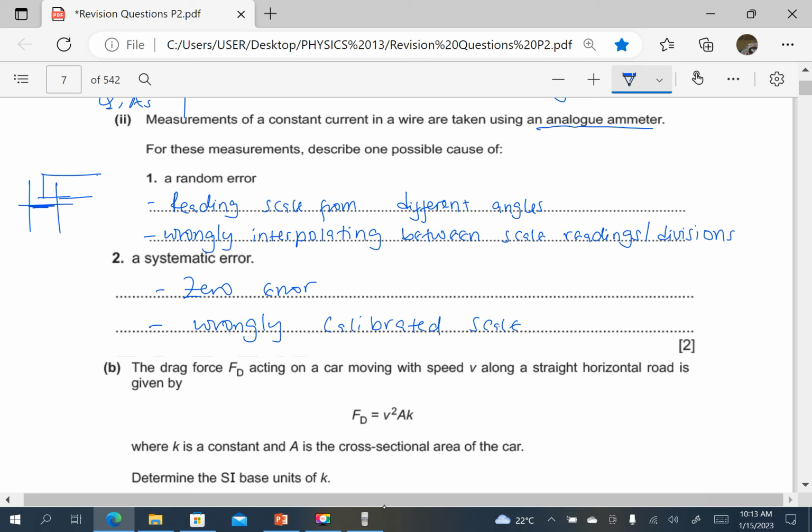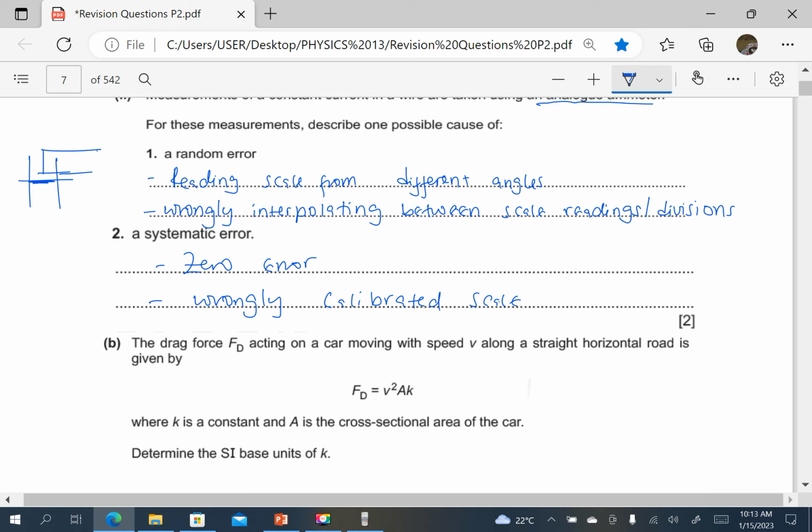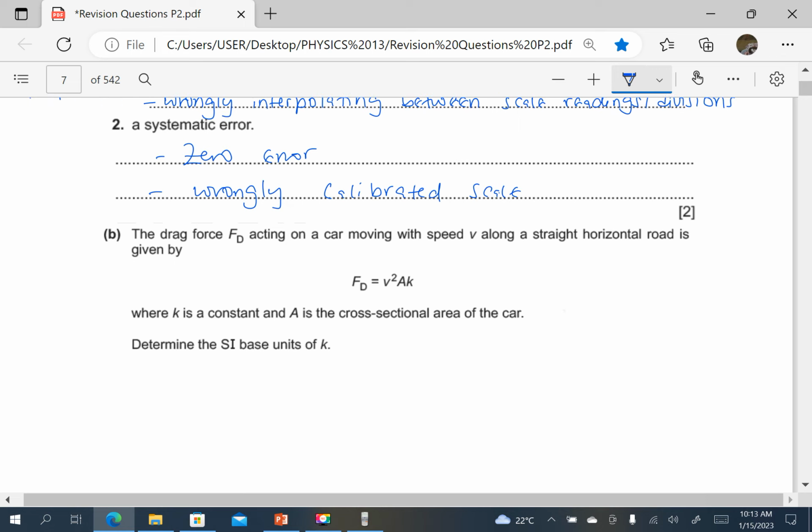Sometimes when you use two analog ammeters for the same measurement, you notice that they give slightly different values. This could be as a result of one of them, which we cannot choose which one of them maybe is wrongly calibrated. So that's why they could give different values.